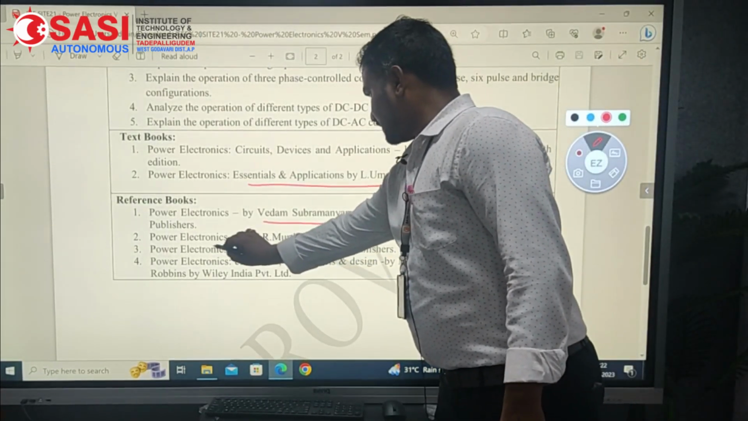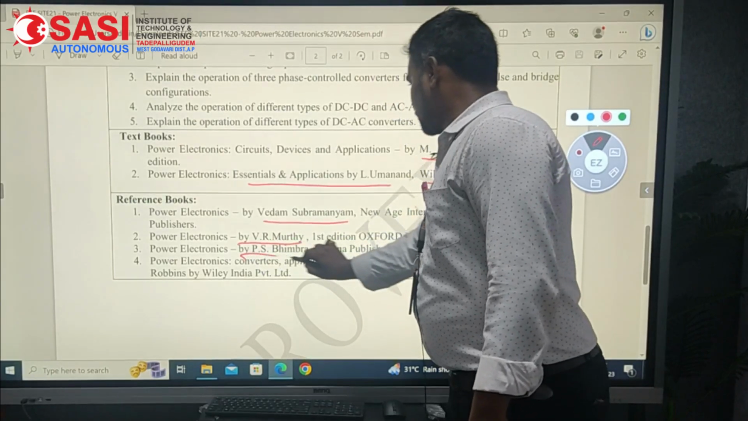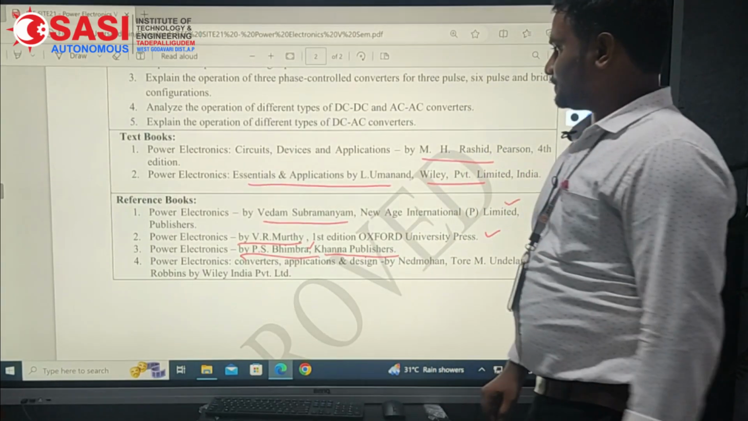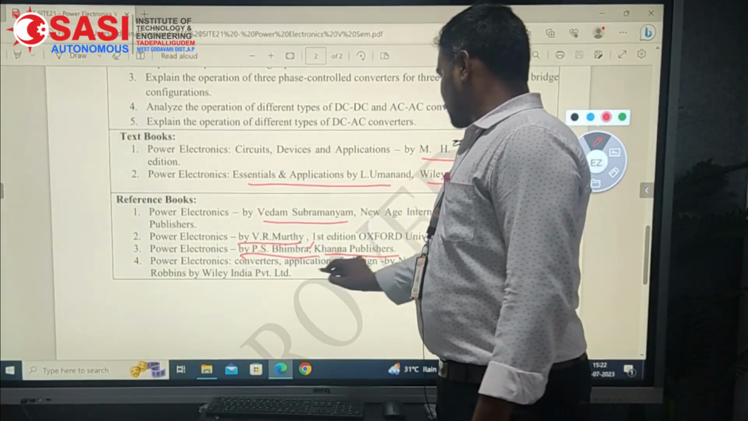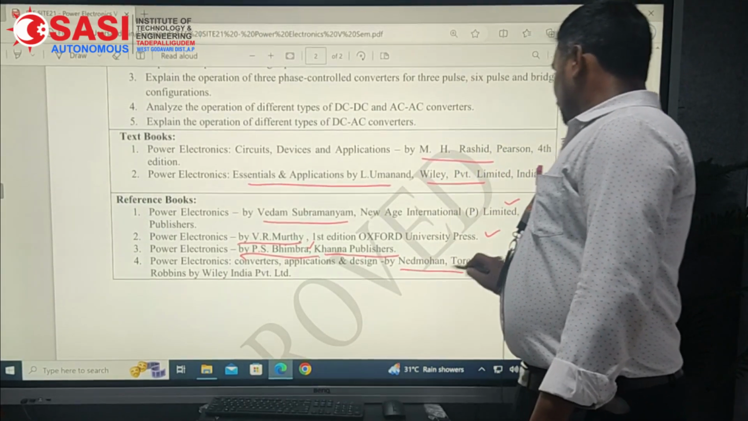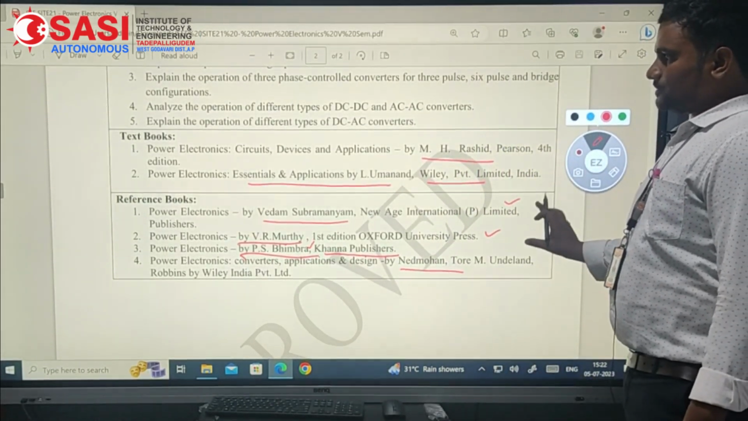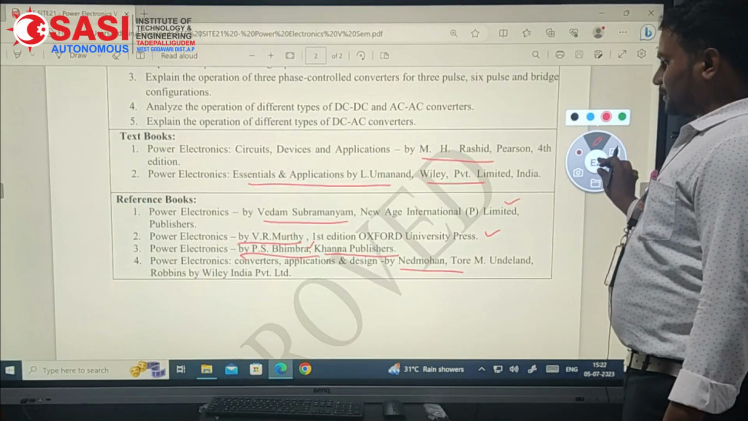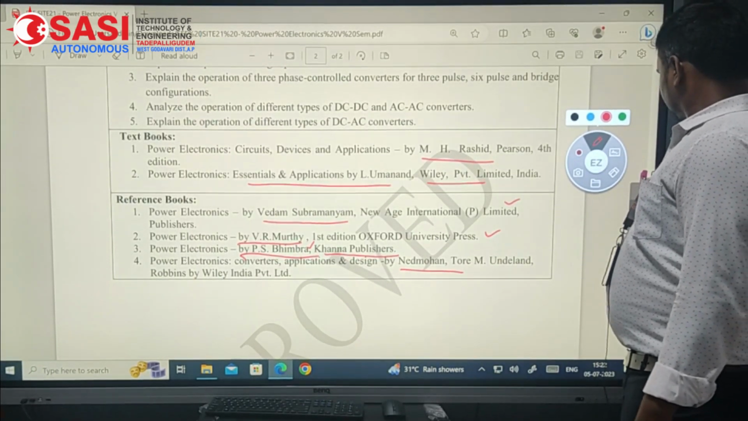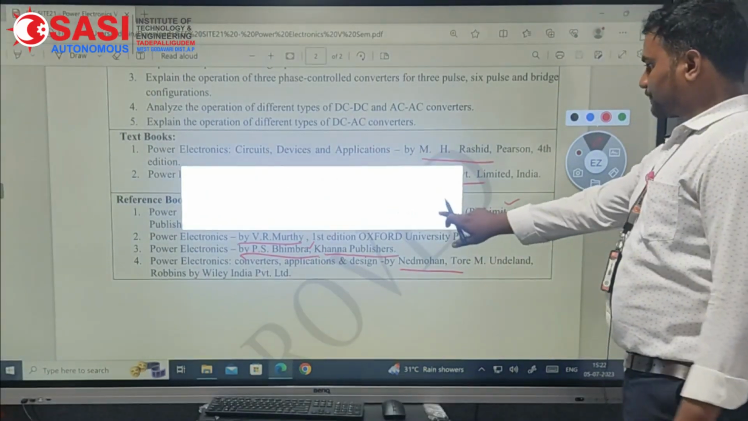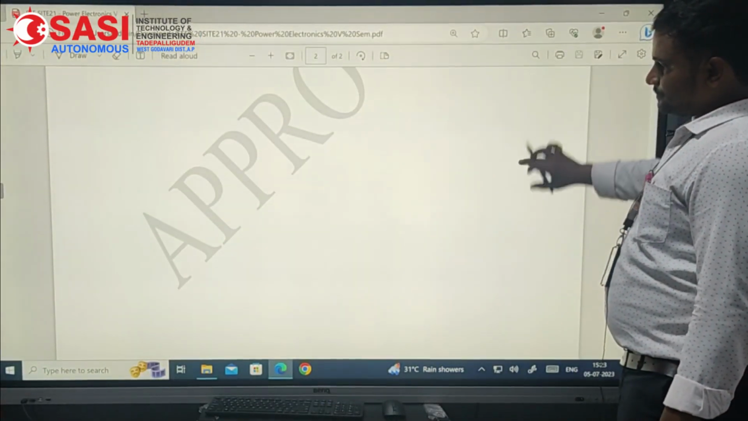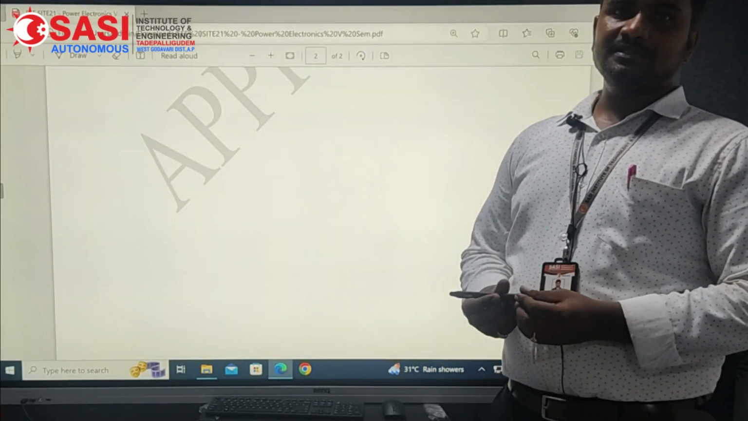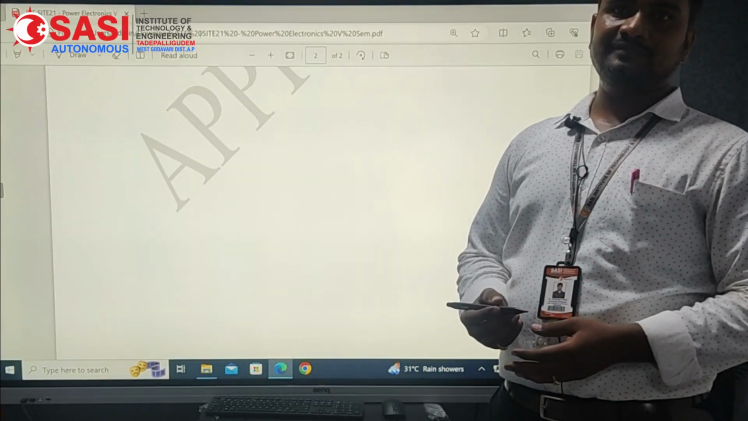Similarly, Power Electronics by V.R. Murthy and Power Electronics by P.S. Bimbhra. This is one of the standard textbooks, published by Khanna Publishers. And one more is Power Electronics: Converters, Applications and Design by Ned Mohan. So these are all the important textbooks that can be referred for understanding this content of Power Electronics. So this is about the session, Power Electronics introduction and outline, and we will meet in the next session with the introduction of SCRs.